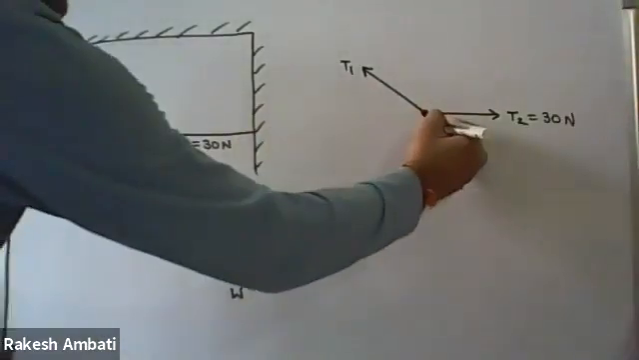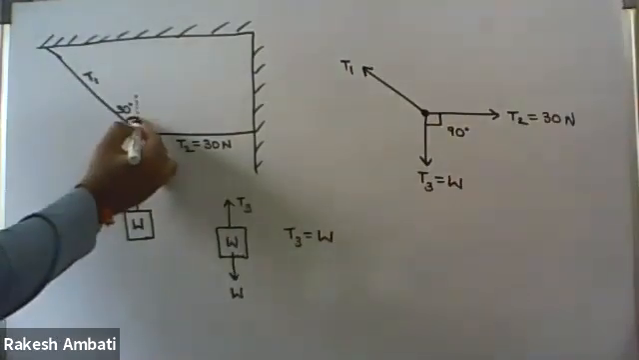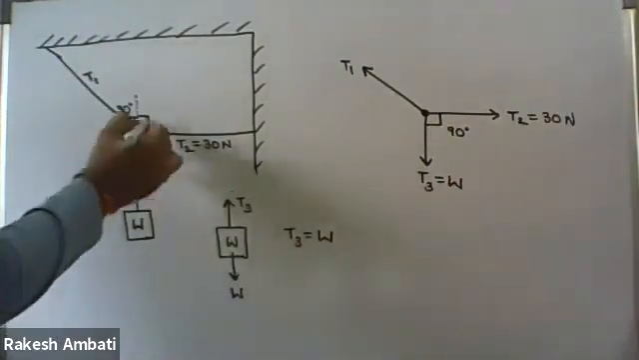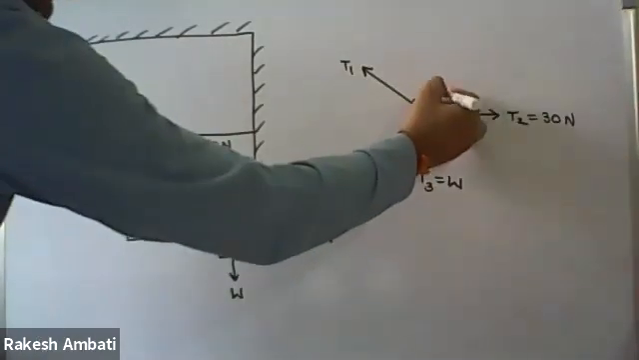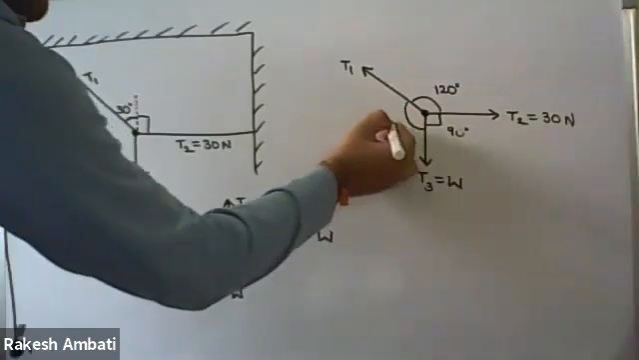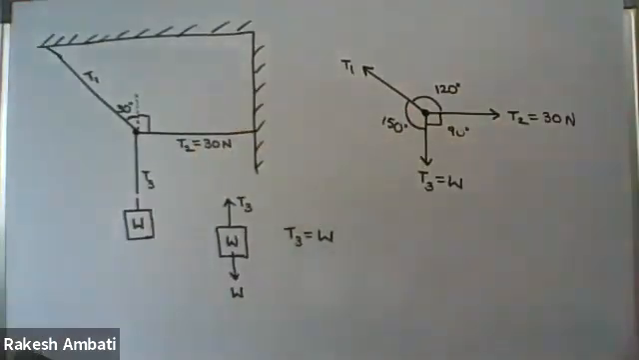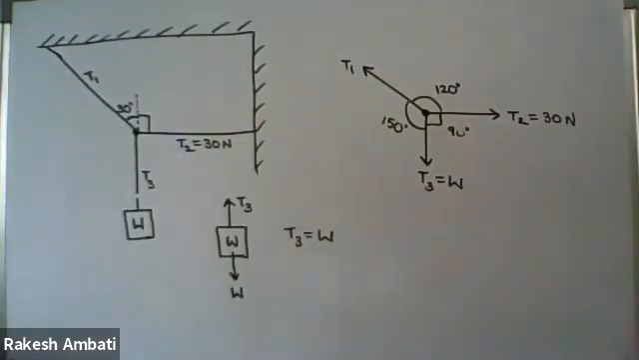And here this angle is 90 degrees. Then it is 30 degrees, it is 90 degrees, so totally it is 120 degrees. Then the remaining angle is 150 degrees. Now we have the whole information, we simply have to apply Lami's theorem.